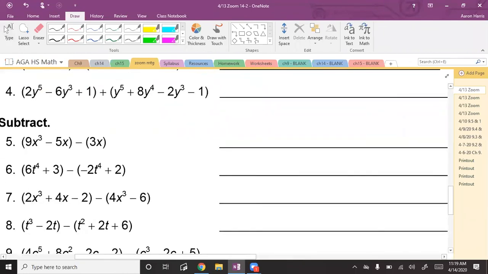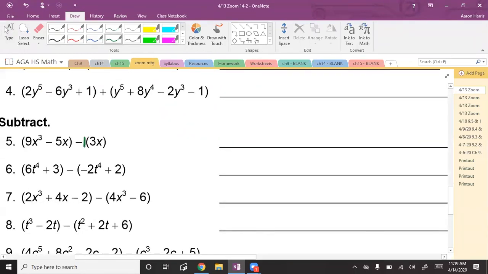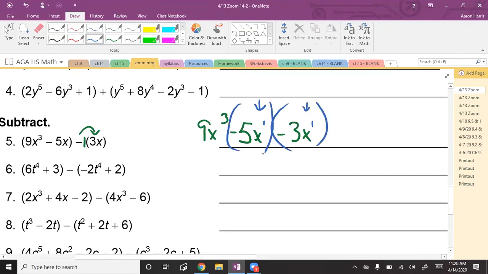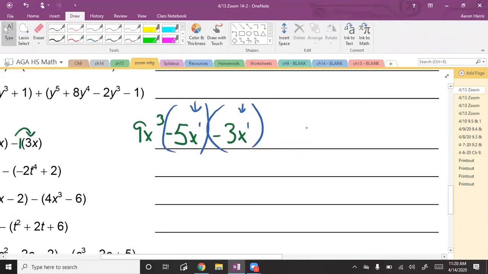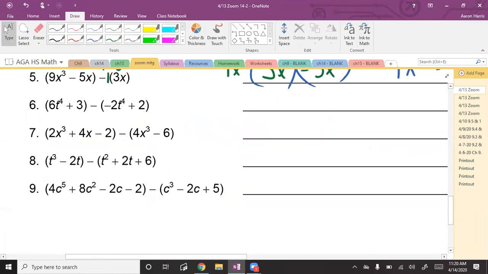Now let's talk about subtraction. This is a -1, so I need to distribute that in. So now I get 9x cubed minus 5x. This becomes -3x. So here I go. This is to the first, this is to the first. So these two match. So all I do is subtract them. So I get 9x cubed, -5, -3, -8, and put x. Pretty simple.